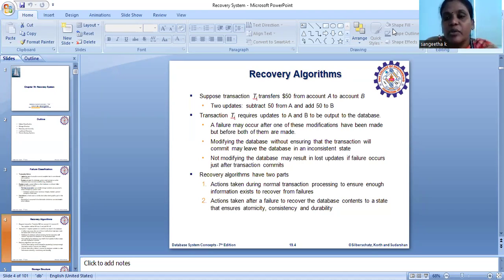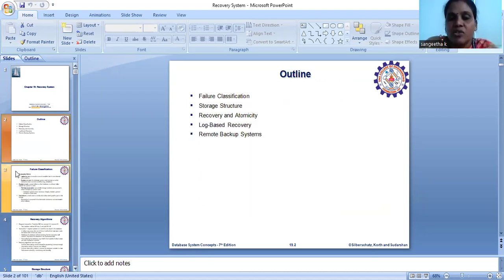So in this session I'm going to discuss the recovery algorithm. Before that, we're going to discuss the types of failures, what kind of storage structure we have to follow, and recovery and atomicity and object recovery mechanisms.